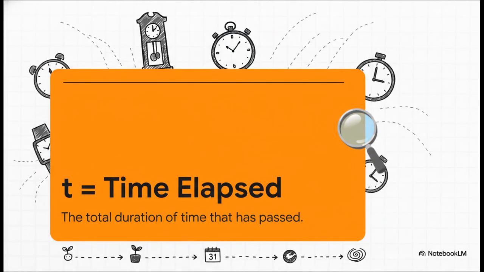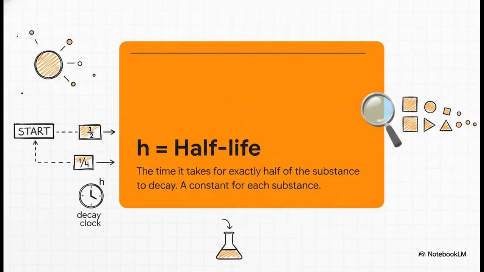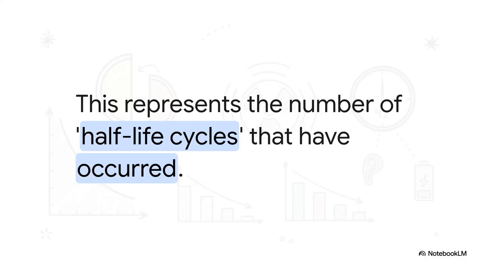And T. T is easy. That's just time. The total amount of time that's gone by. It could be minutes, it could be years, it could be millions of years. And finally, we have H. This is the half-life, and it's the real key. Think of it like a unique internal decay clock that every substance has. It's a constant, unchanging number that tells you exactly how long it takes for half of that substance to decay away.